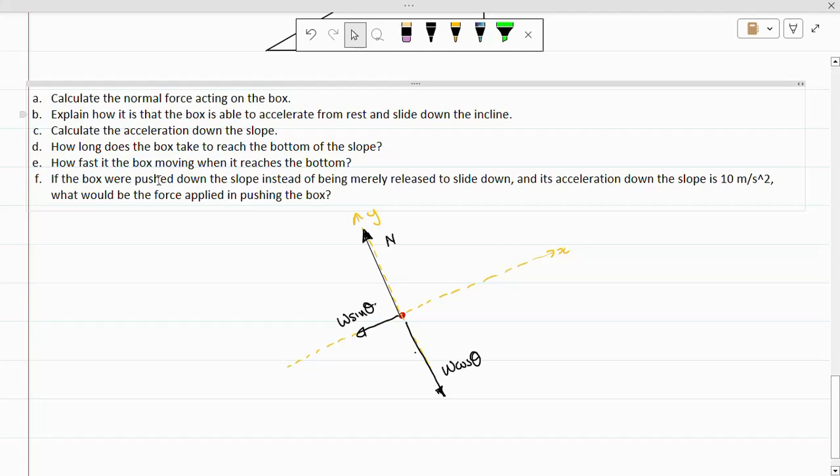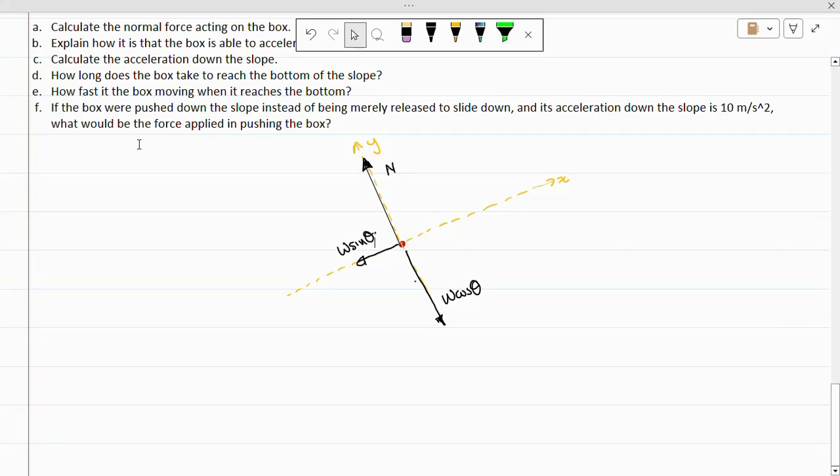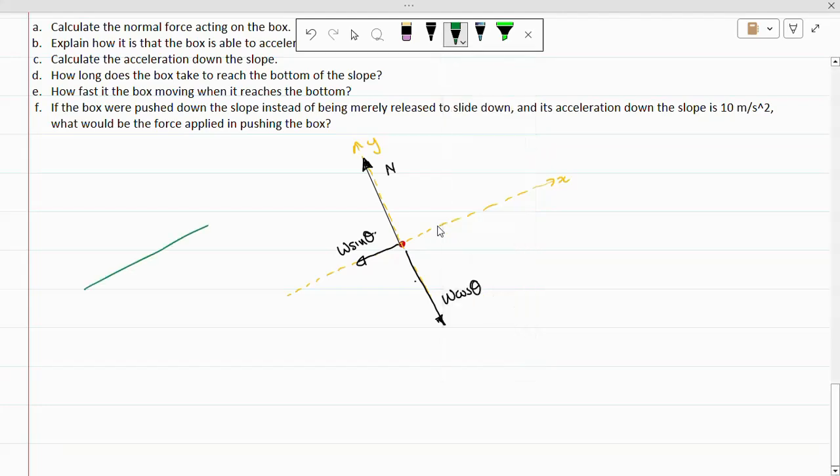And now let's look at the questions. First one says, calculate the normal force acting on the box. When it comes to normal force, same as the last time, because this box isn't going into the slope or up the slope, it's not going in that direction. That means there is no acceleration in that direction. No acceleration means there's no resultant force. So there's no resultant force in the y direction.